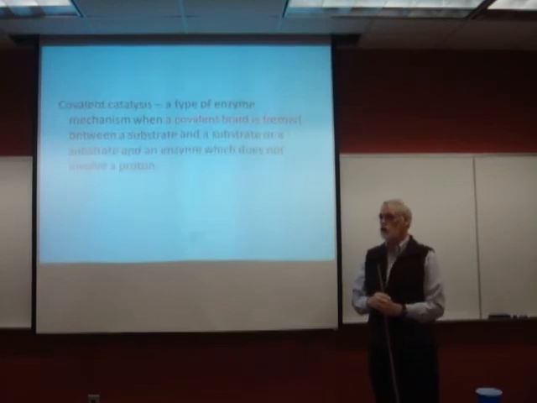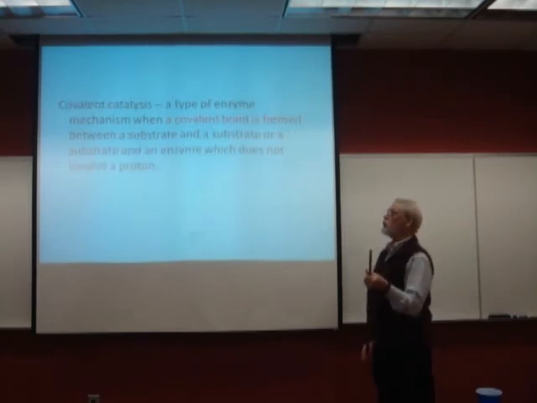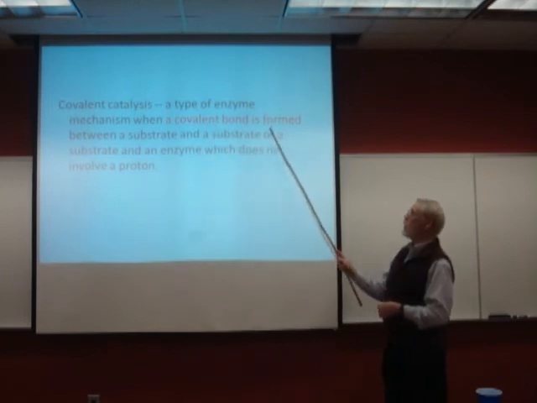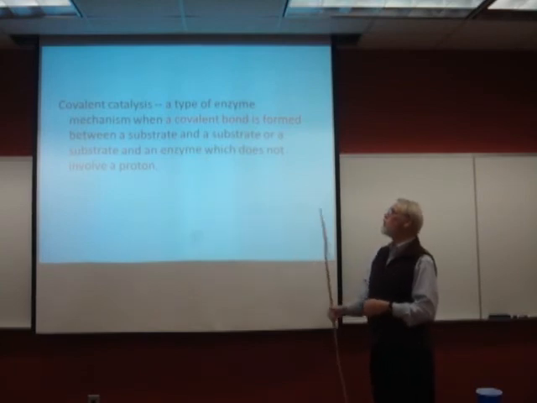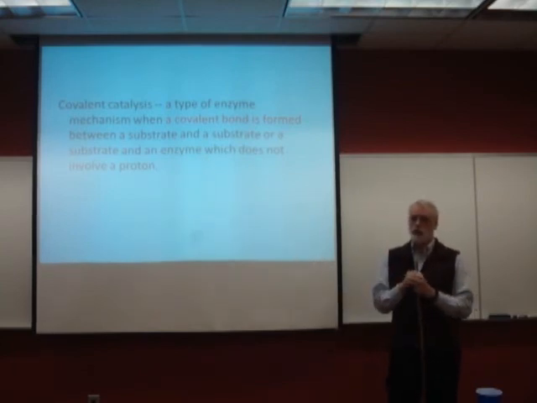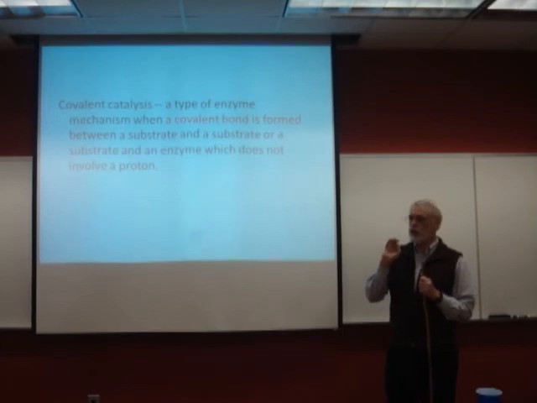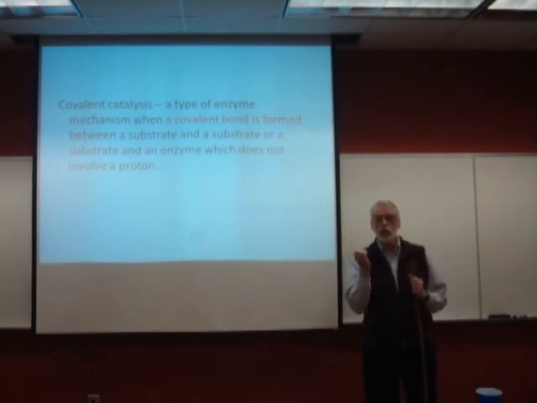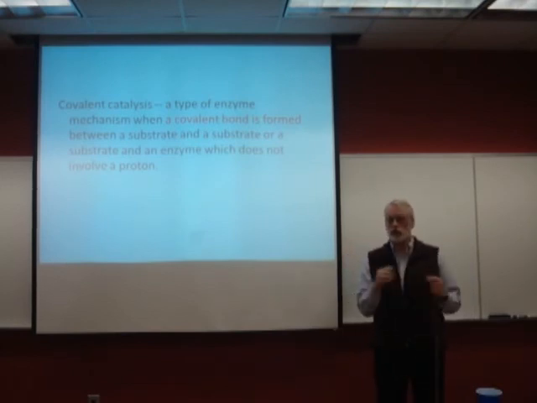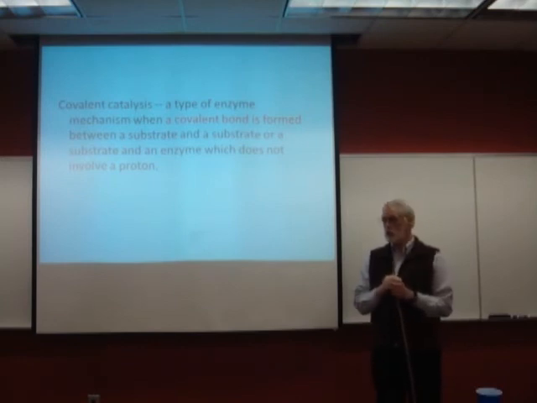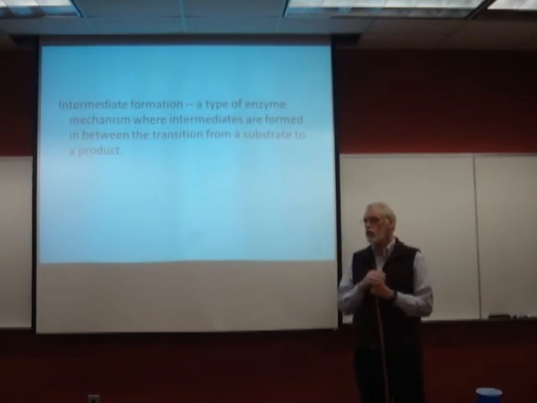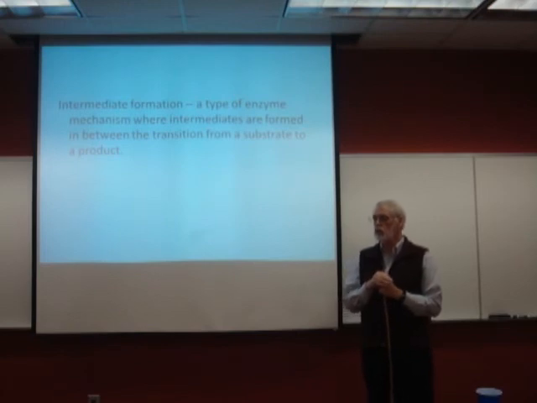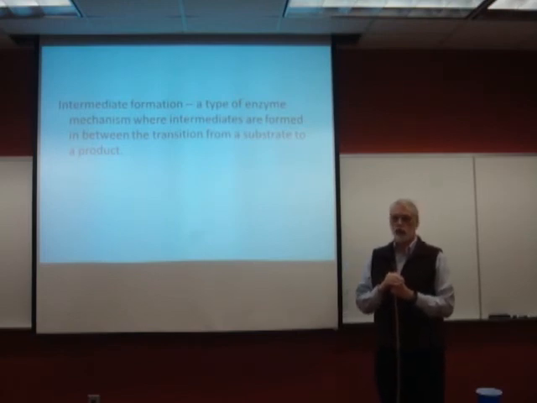The next definition involves covalent catalysis. In this particular case, we're going to form a covalent bond, typically between the substrate and the enzyme, and it does not involve a proton. This is a bond that's being formed. Nothing has to be transferred in the process. All we do is form the bond. Finally, we have intermediate formation, which is a mechanism involving formation of intermediates between the transition from substrate to the product.